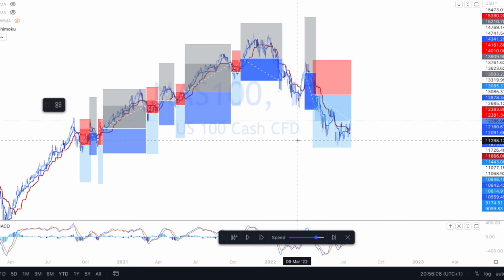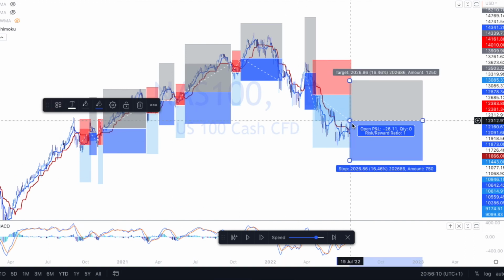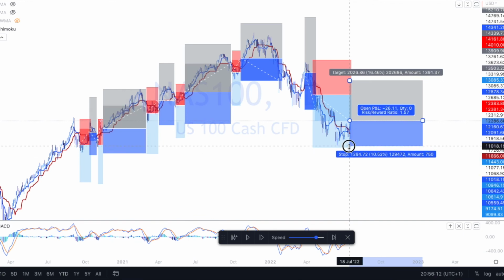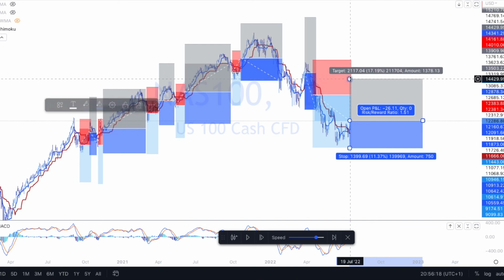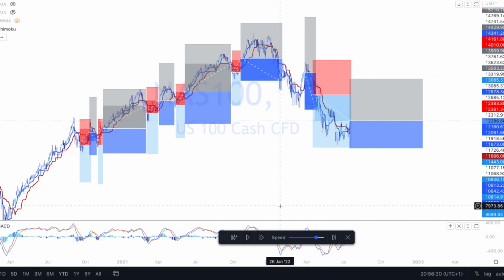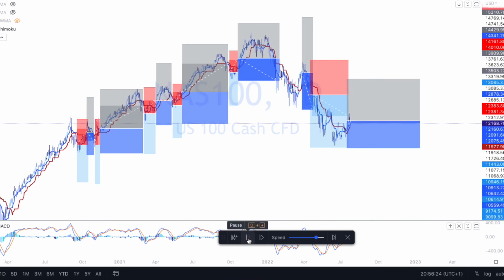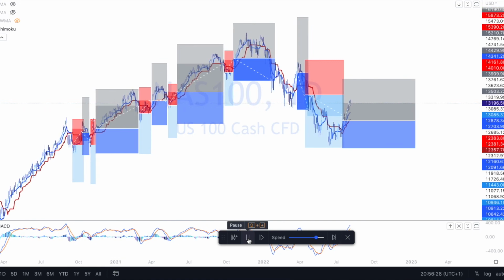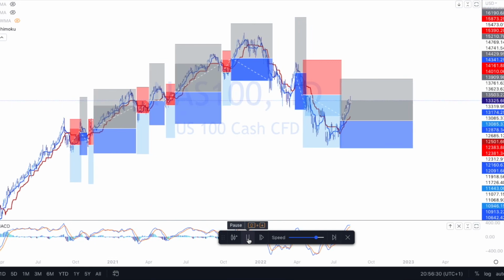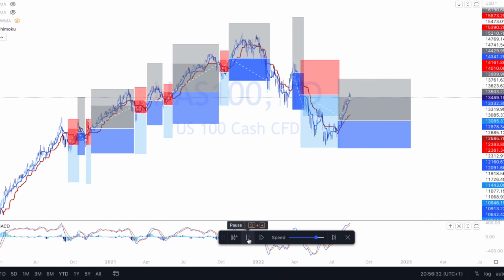Right, so we're going to put in a long position because we've seen the signal. We're going to take that. We're going to cover this zone here with our stop, and we're going to do a 1-to-5 ratio. So let's see if it gives it to us.